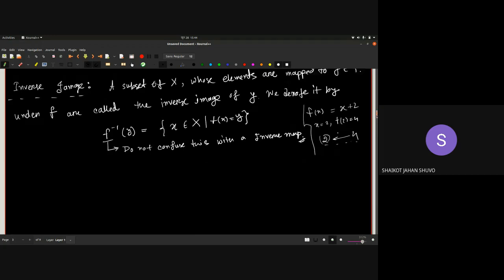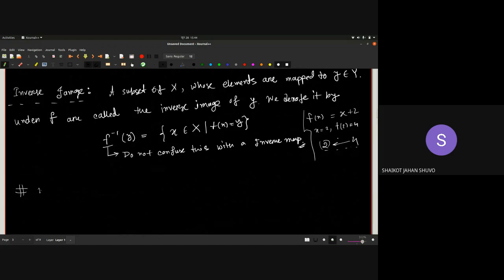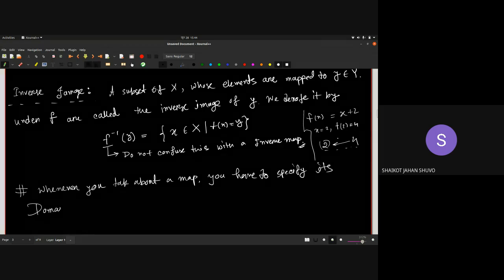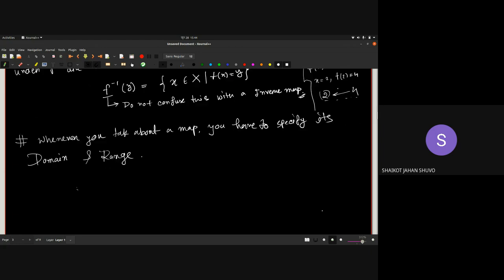And before we move on, there are some important facts, and those are that whenever you talk about a map, you have to specify its domain and range. And this is very important. For example, take this equation.